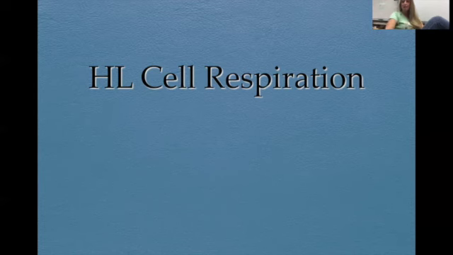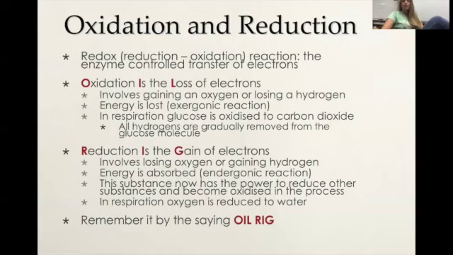So we're going to go back and revisit some of that stuff that we just kind of skimmed over a second ago. First thing we need to do is remember some chemistry. Oxidation and reduction. This is a redox reaction. It's enzyme-controlled transfer of electrons. This is what's going on in photosynthesis. It's what's going on in cellular respiration. This is what's generating the majority of the energy that we use.